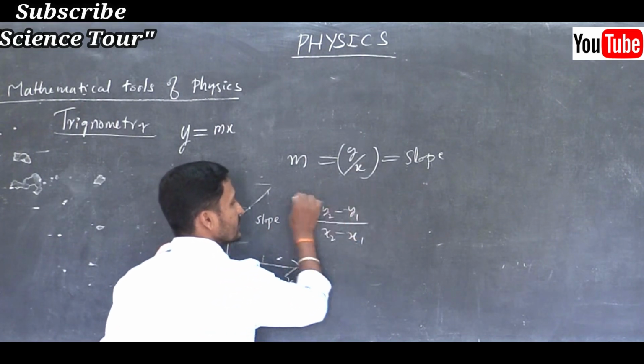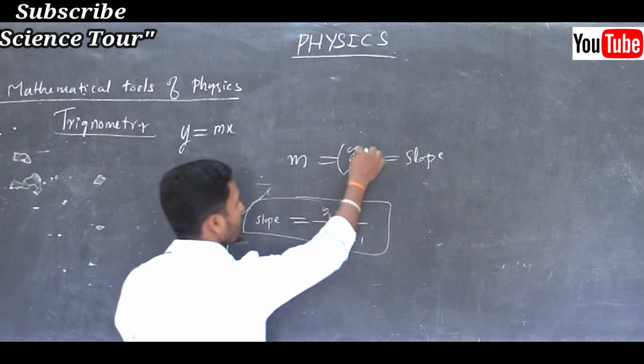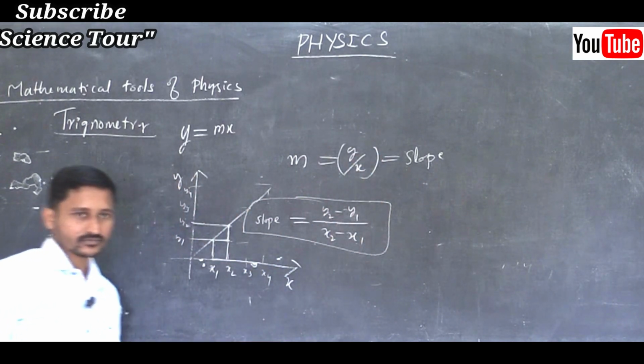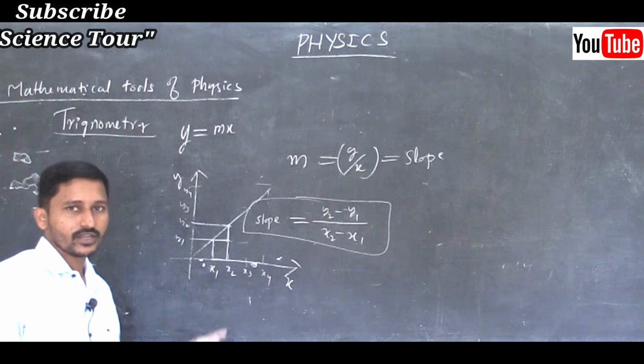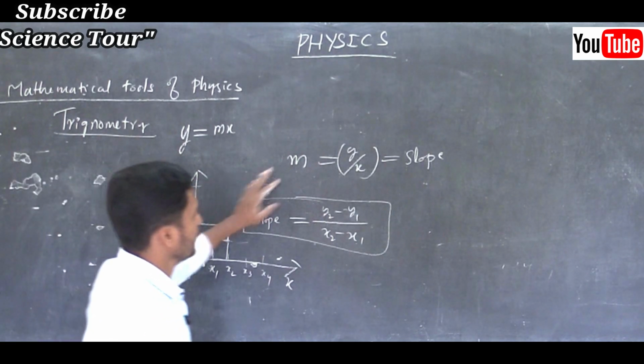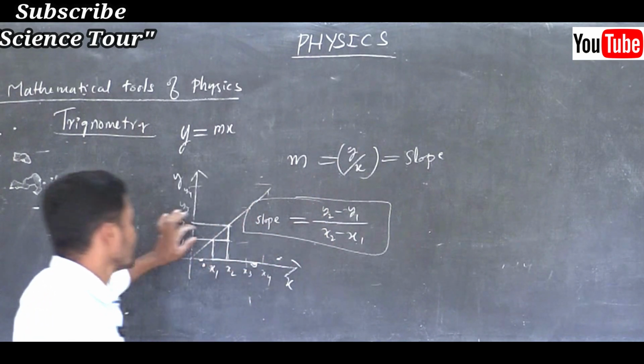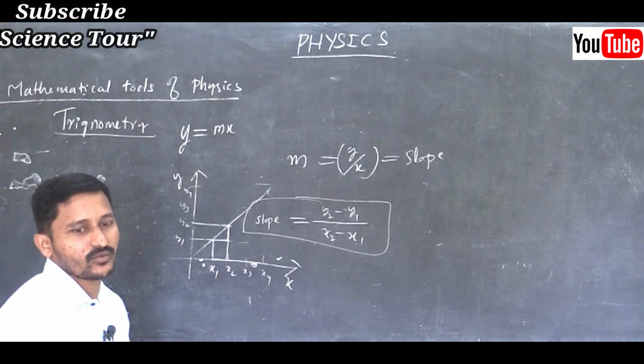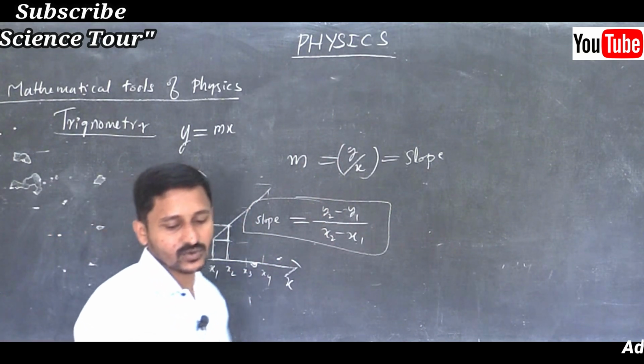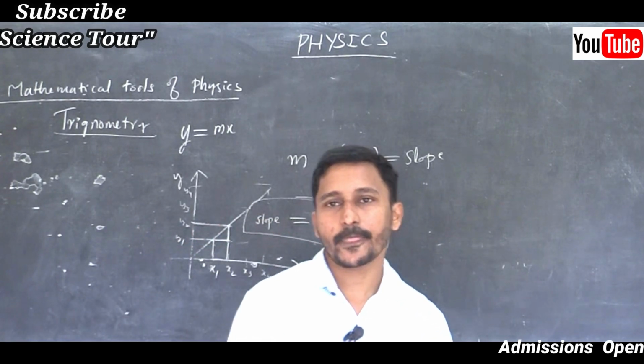Why have I written it in this way? Because slope is nothing but y by x. Same way, this is the general formula we have written here. By these steps we are actually writing what slope is.